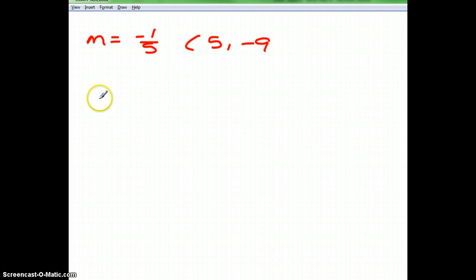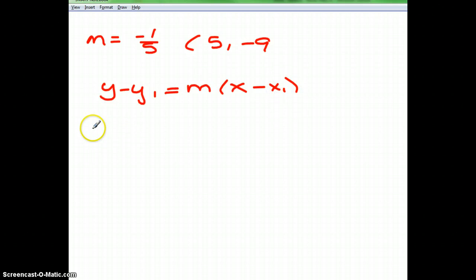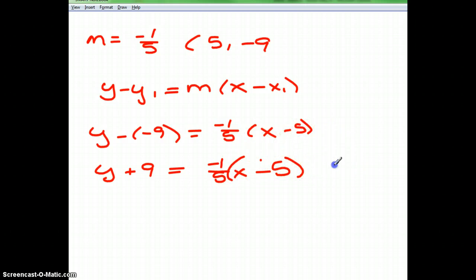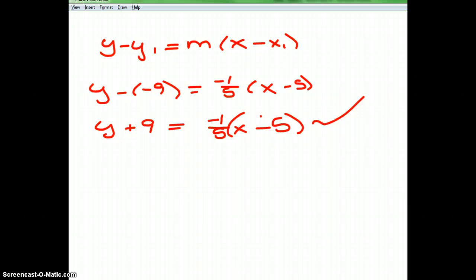Alright, so we're using point slope form, which is y minus y1 equals m times x minus x1. So we start by saying y minus -9 equals m, which is -1/5, times x minus 5. And then you simplified, just to get rid of that double negative right there. Oops, I forgot my parenthesis. Okay, so this was your first answer. This is in simplified point slope form. What we need to do now is simplify it into slope-intercept form by completing the distributing.